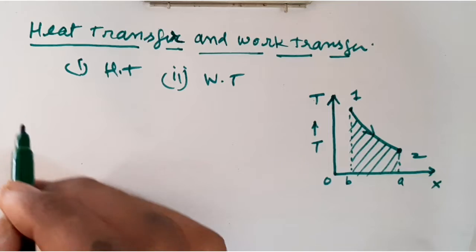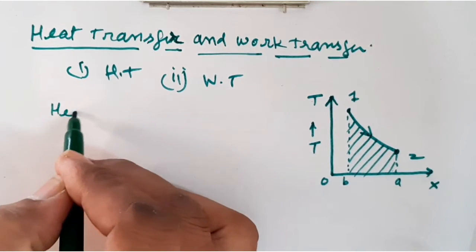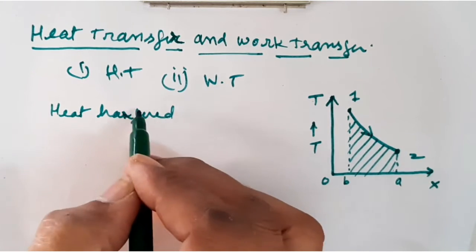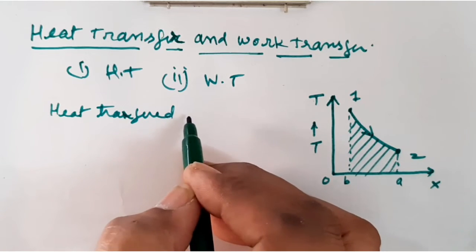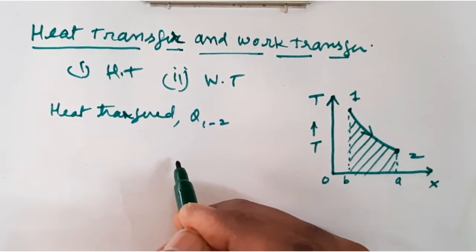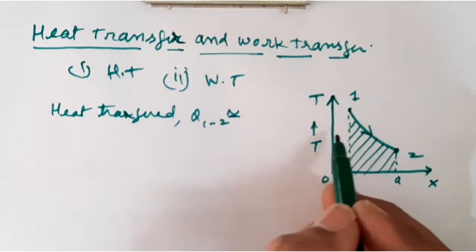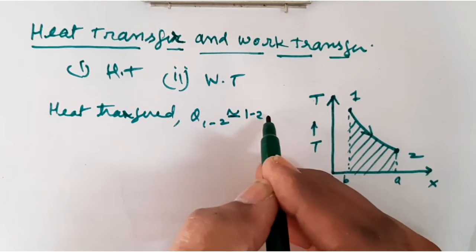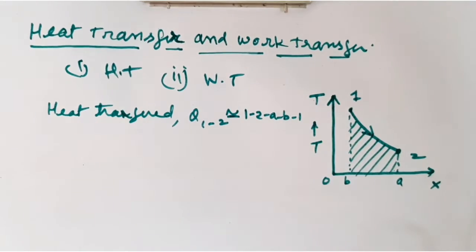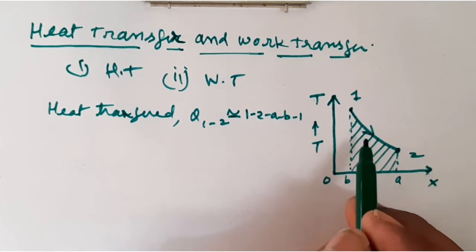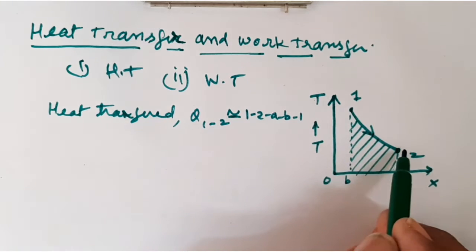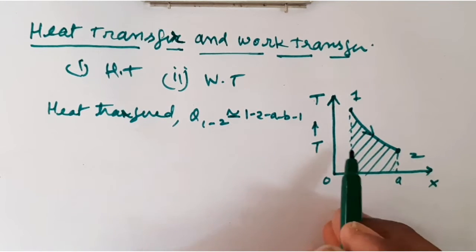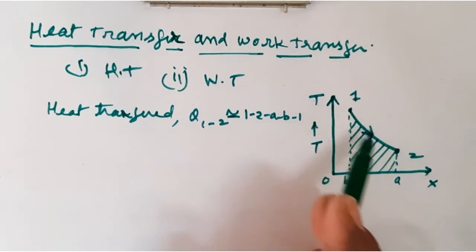So simply we can say heat transfer during process 1 to 2, Q1 to 2, is equivalent to the area 1 to A B 1. So to calculate the heat transfer during this process 1 to 2, we can simply calculate the shaded area that will be equal to heat transfer during this process 1 to 2.